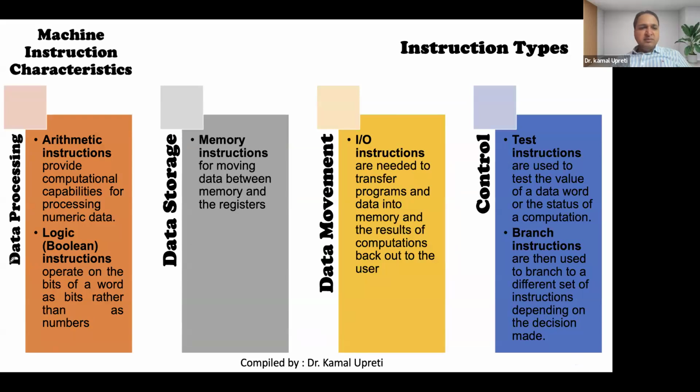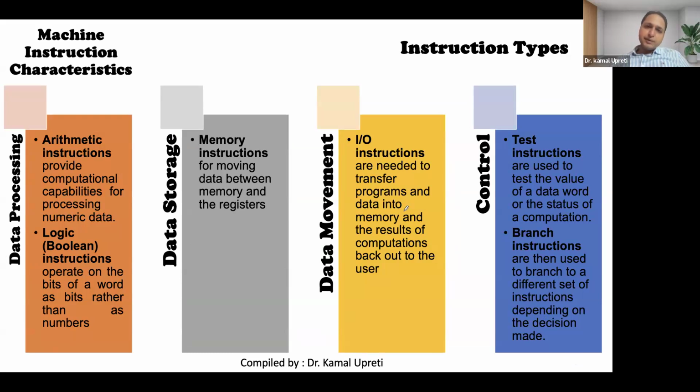Next is why we are having machine instruction characteristics. We are having 4 stages. First is data processing, then data storage, data movement, and control. Because of what happens, we are having data processing.